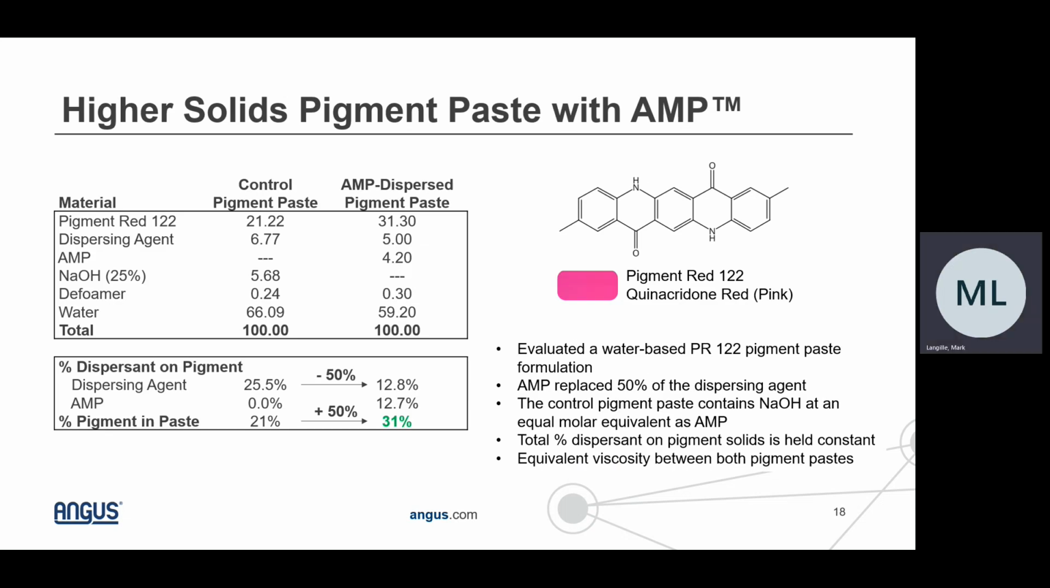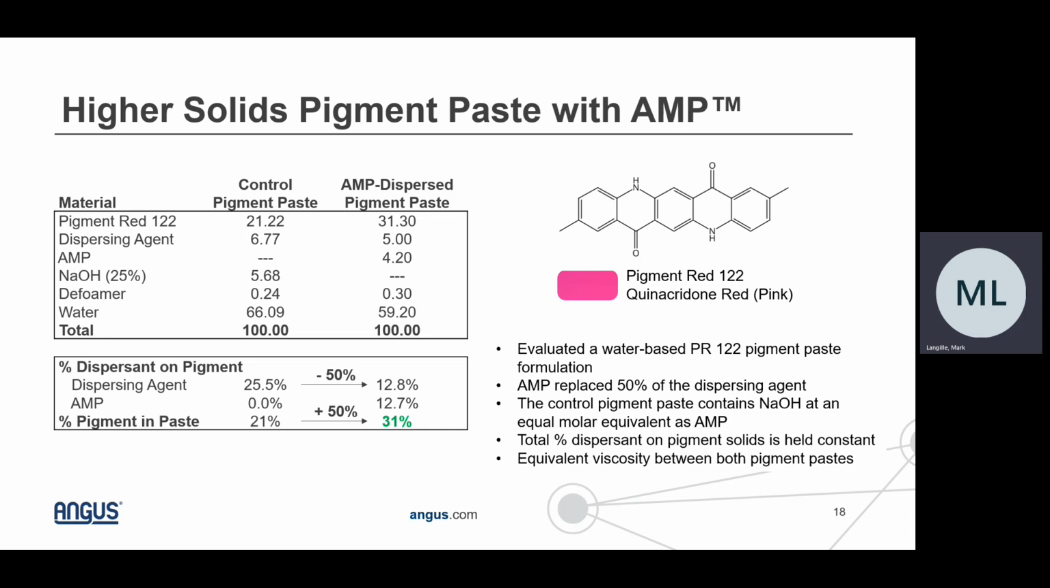To study this further, we worked with a starting point water-based pigment paste formulation for pigment red 122, which is quinacridone red, which is actually a bright pink color. Our starting point formulation contained a dispersing agent. This was a commercial dispersing agent that was a combination of non-ionic and anionic surface active compounds. And then we took this formulation and created an AMP containing version. And we did this by removing 50% of the existing dispersant and replaced it with AMP.